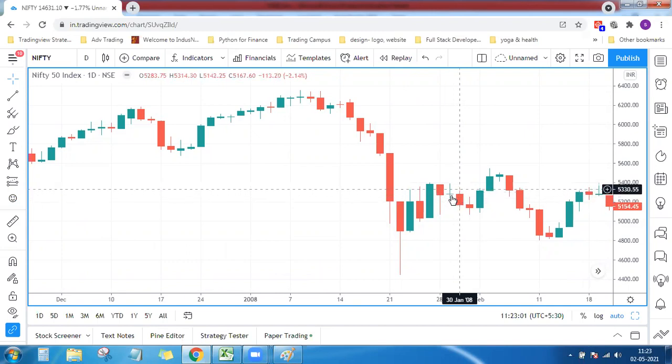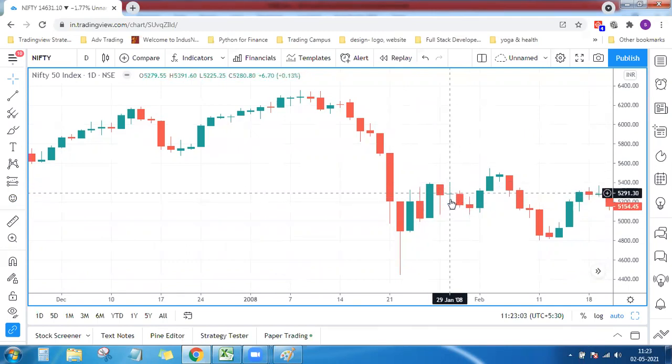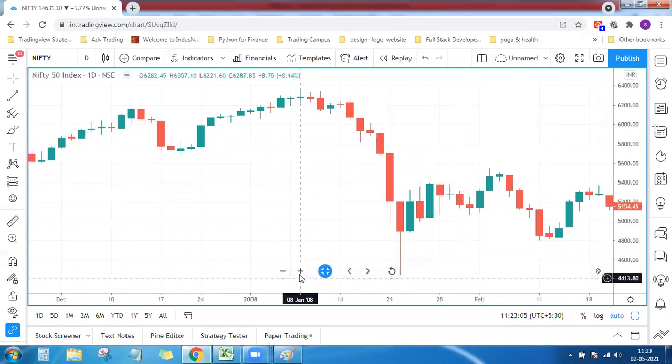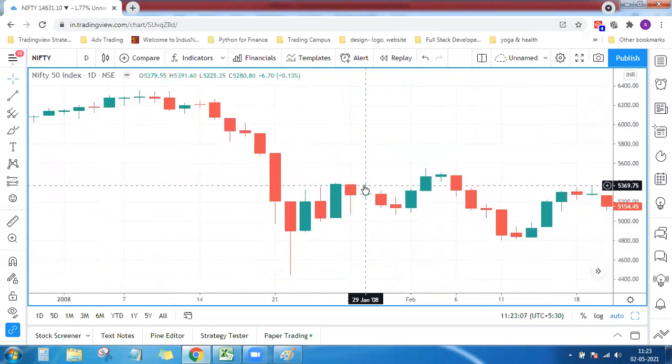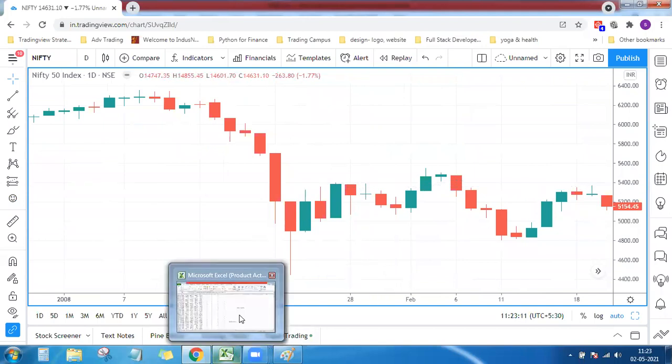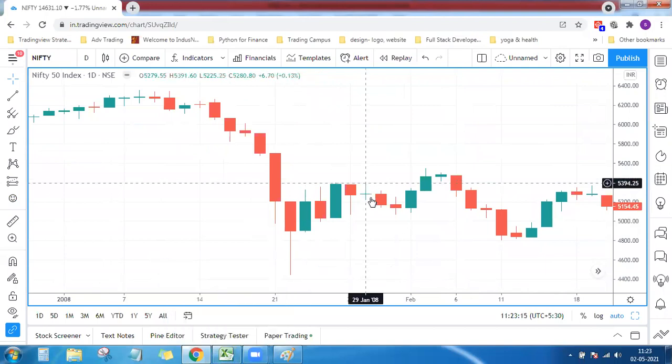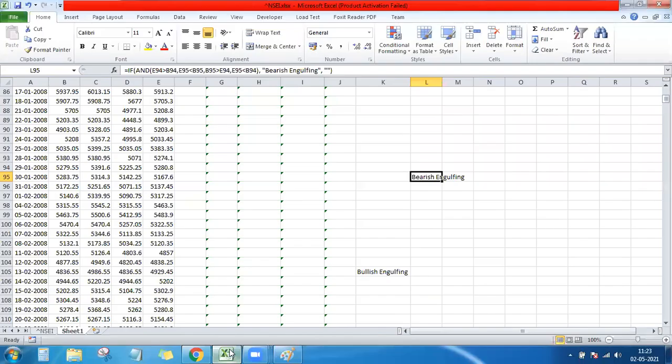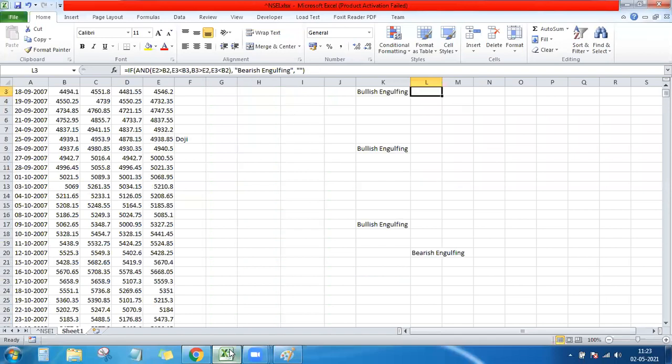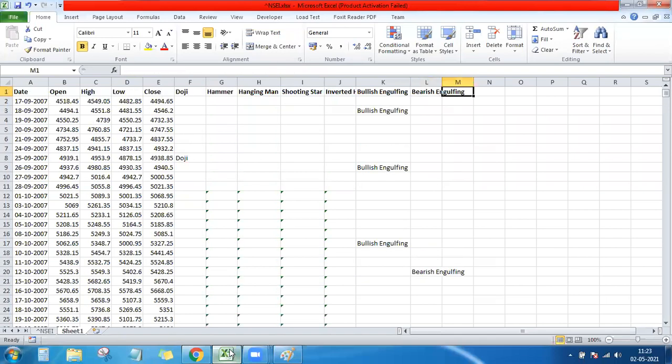Slight gap up opening. So in order to avoid these kind of setups, like the first day is almost a doji, you can include even those conditions also. You can put a percentage difference between the opening and closing price. So these kind of errors also would be removed. So like this, you can look for the bearish engulfing patterns also.